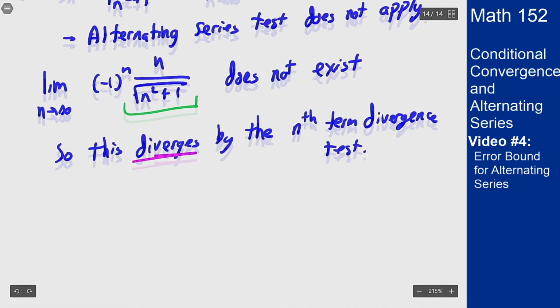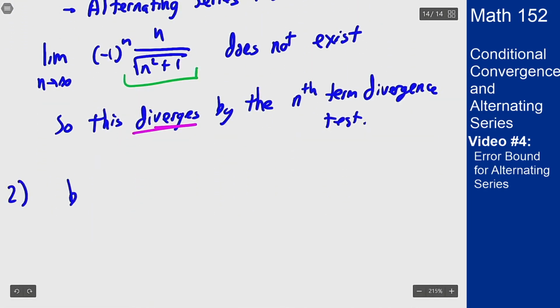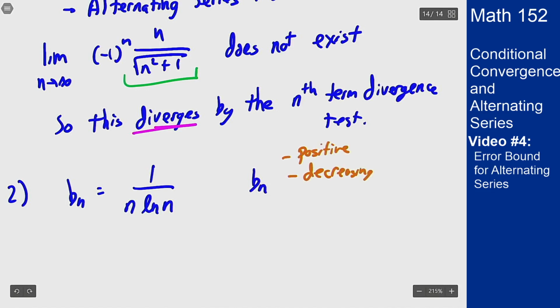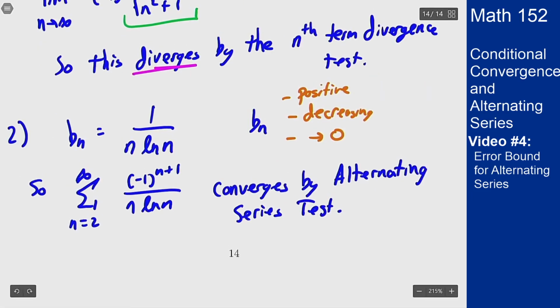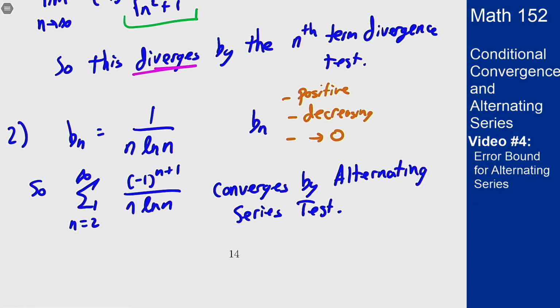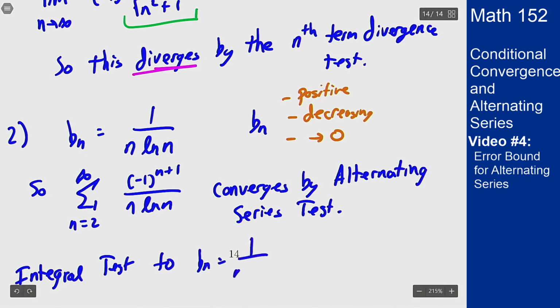What about the second one? The second one, what we had was our Bn was 1 over n log of n. In this case, this Bn is in fact positive, decreasing, and goes to 0. So therefore, we know that the alternating series converges by the alternating series test. To go beyond this, we want to see if it converges conditionally or absolutely. We can apply the integral test to the sequence Bn, which is 1 over n ln n, which will tell us this diverges. So that means that the entire thing converges conditionally.